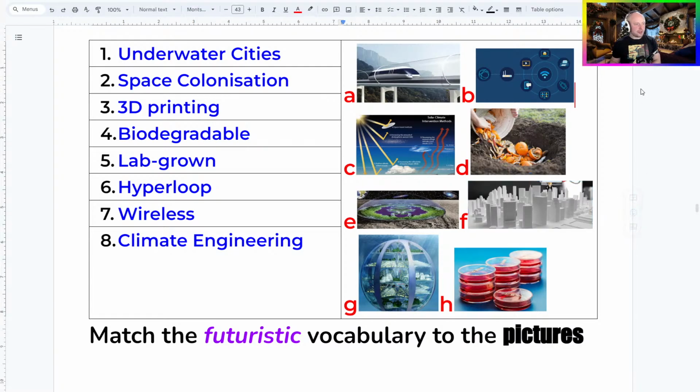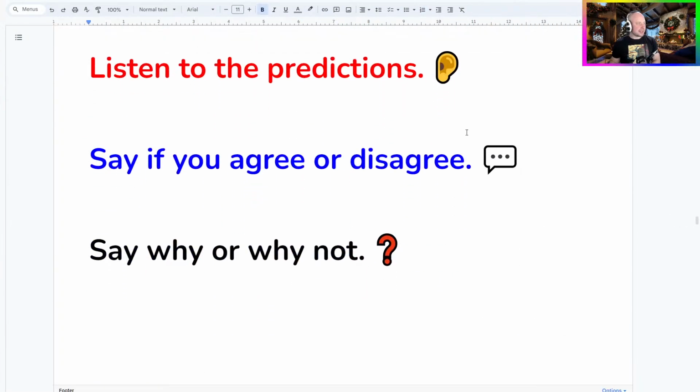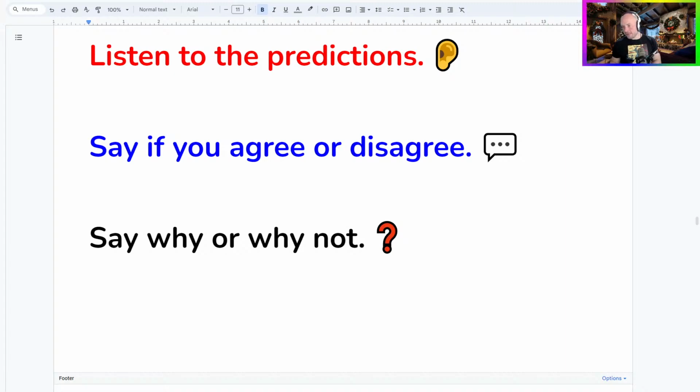So I want you to listen to the predictions and say if you agree or disagree, and say why or why not. Here comes the first prediction. Number 1.